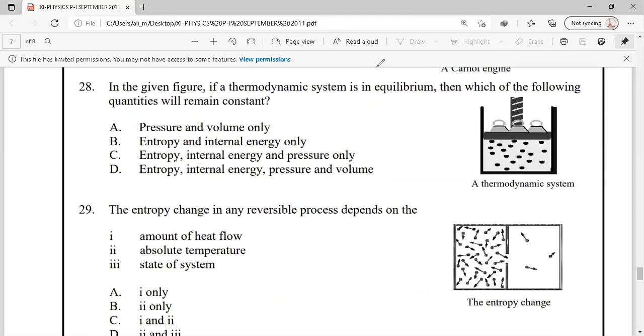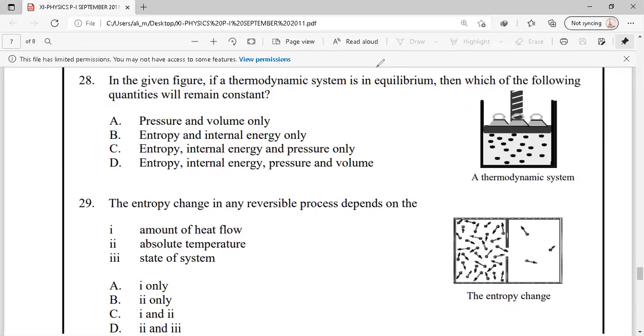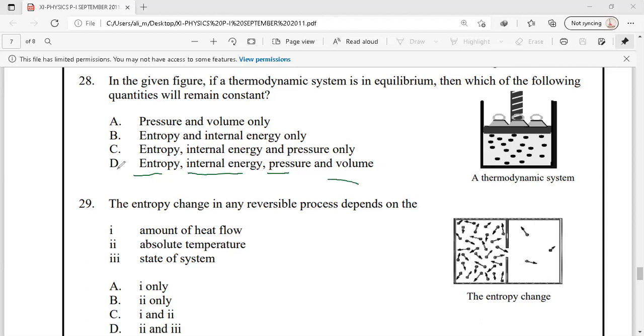Then we have question number 28 and 29. In the given figure, if a thermodynamic system is in equilibrium, then which of the following quantities will remain constant? So the correct answer is option D, that entropy, internal energy, pressure, and volume. These are the quantities that will remain constant in a reversible process or in thermodynamic equilibrium. So option D is the right answer.